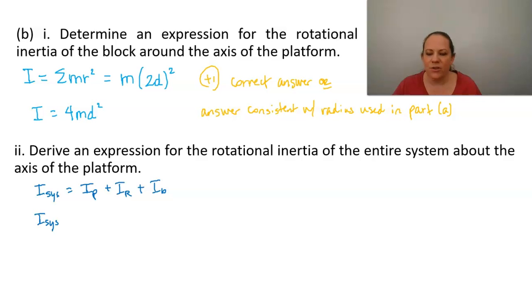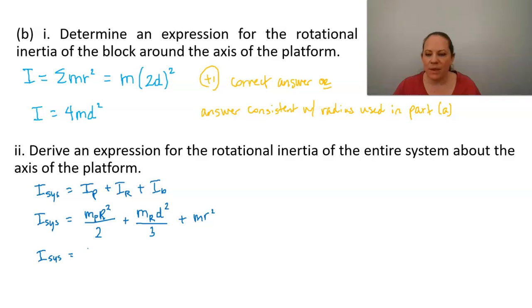So back on our second slide or so, we were given that the rotational inertia of the platform is its mass times capital R squared, which is its radius, divided by 2. The rotational inertia of the rod was given as its mass times d squared divided by 3. And then, of course, we have the m times little r squared for the block. And now we can substitute.